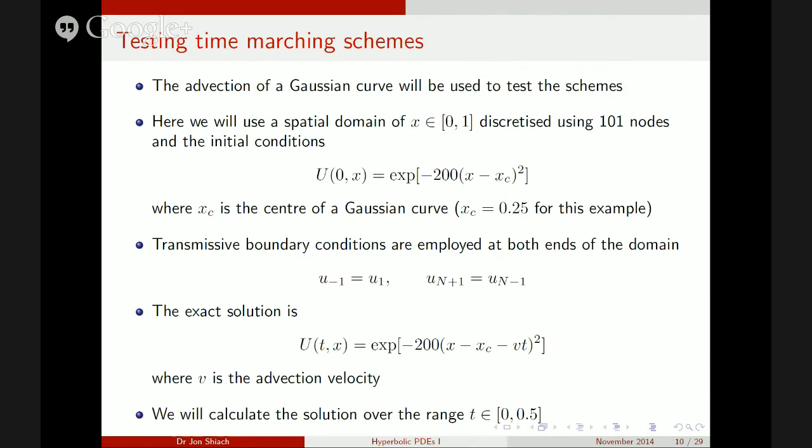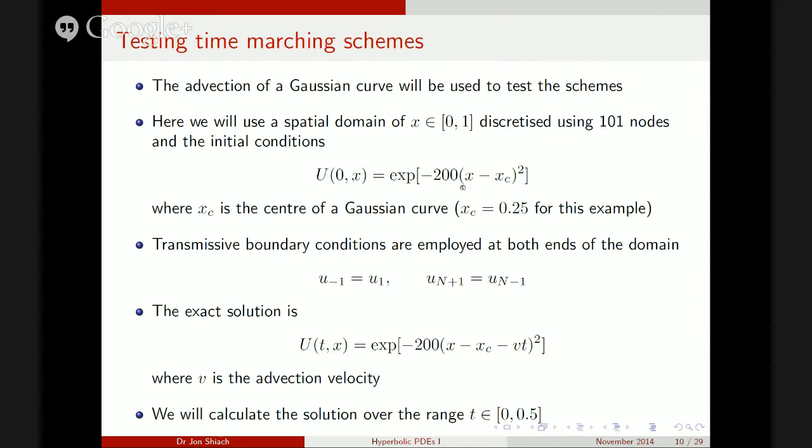So what we're going to do now is test our first order upwind scheme. We're going to test it against the advection of a Gaussian curve, so a curve that looks like the normal distribution. We have to define a few things ourselves. Here we'll be using a spatial domain in the range 0 to 1. So the smallest value of x is 0, and the largest value of x is 1. I'm going to use 101 nodes to discretize this. I'm not going to do it by hand; I'm going to be using MATLAB in a minute.